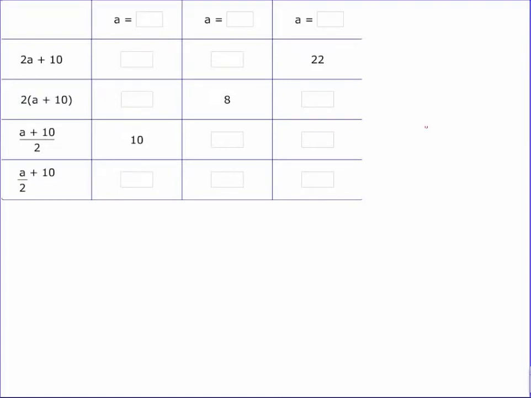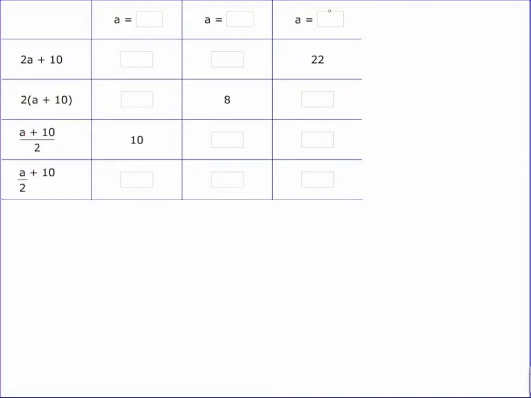Okay, so this question is about substitution. We have one value for A for the first column, a different value for A for the second, and a third value for A for the third column. The value of A is going to be the same within each column, and we're going to plug it into these four different expressions. But to find out what A is, we're going to have to solve one to begin with.